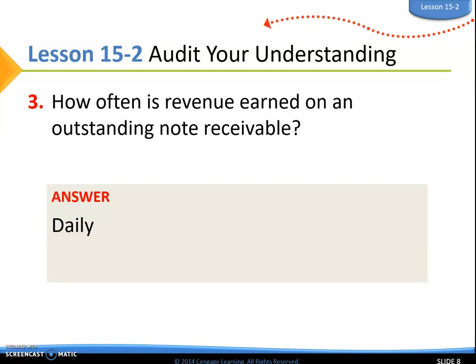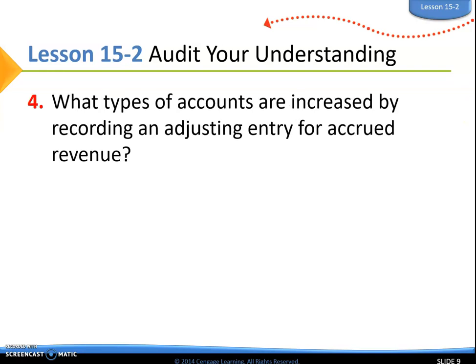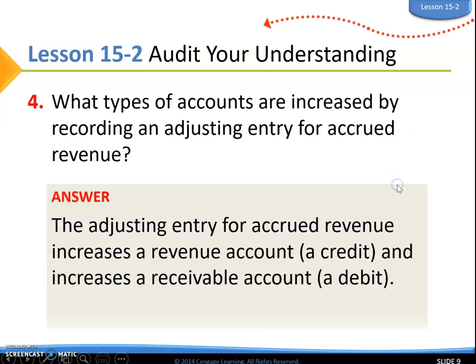So, question number 4, what types of accounts are increased by recording an adjusting entry for accrued revenue? The adjusting entry for accrued revenue is going to increase our revenue account with a credit, and it increases a receivable account with a debit.